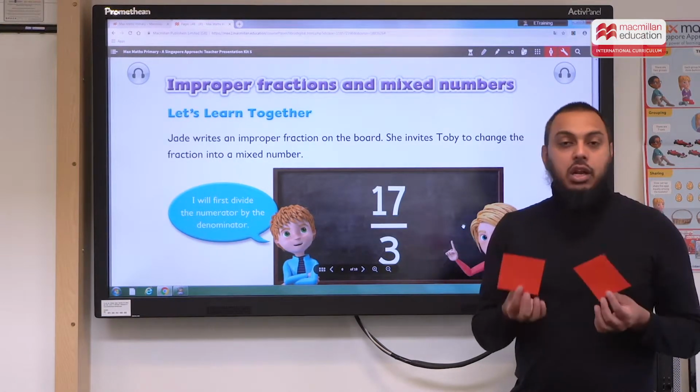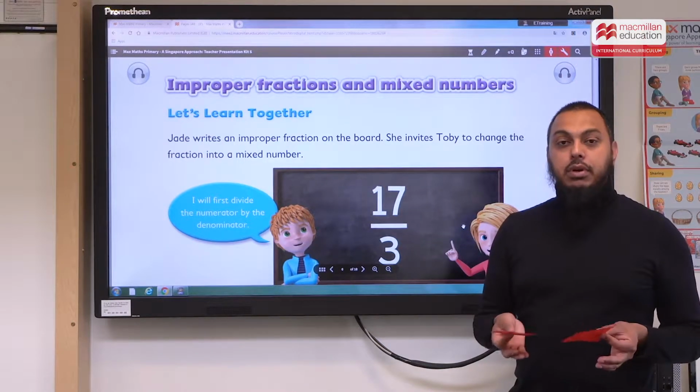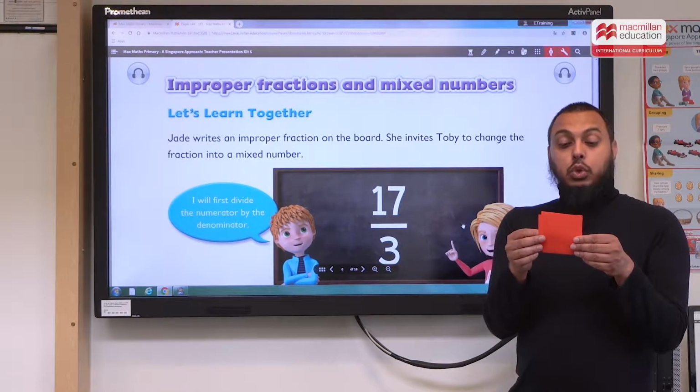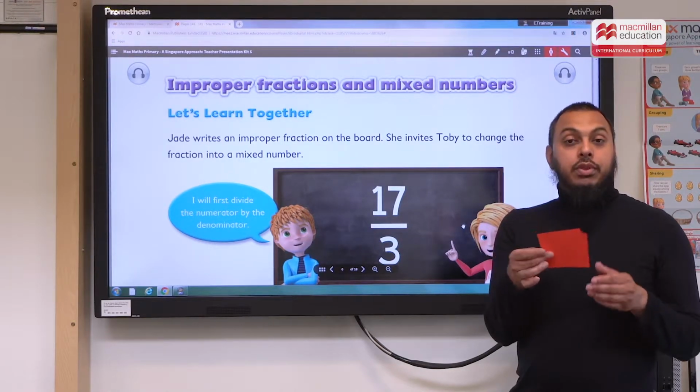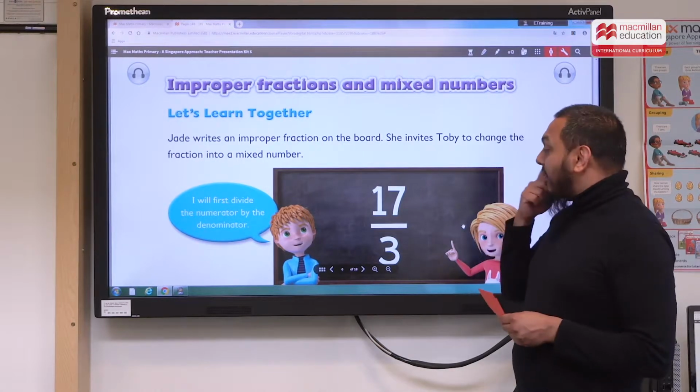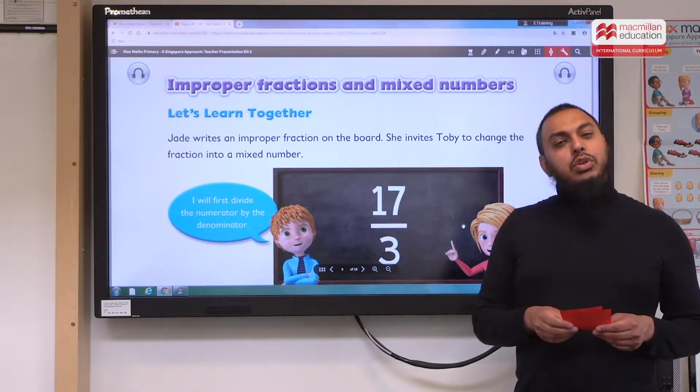It doesn't have to be colorful paper like this. It could be any paper. It doesn't matter at all. But make sure that the pieces of paper are all equal so that we can say this is a whole, this is another whole. 17 thirds, how do we show that?